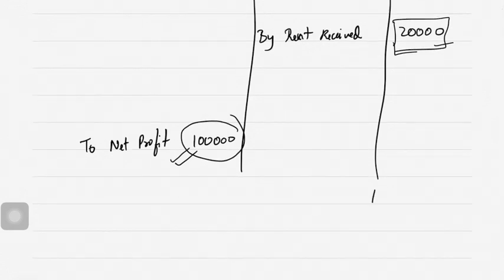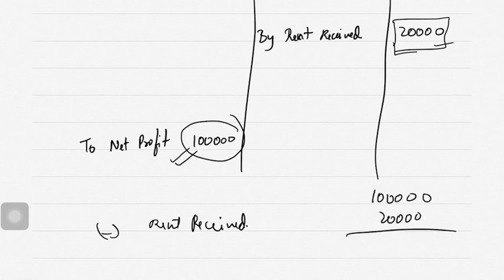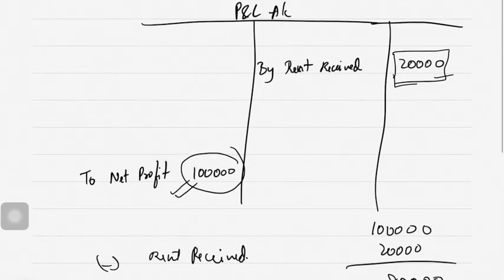So something like this would be given. Then what will you do? Net profit given 1 lakh, less rent received 20,000. So 80,000 is your income from business. Okay. So there might be some items included in the P&L account which do not belong to the P&L account. Then you have to remove that.